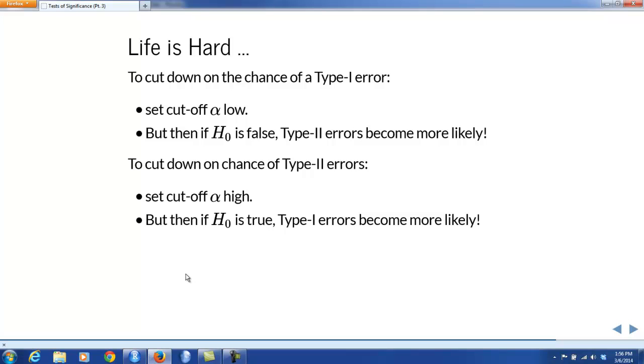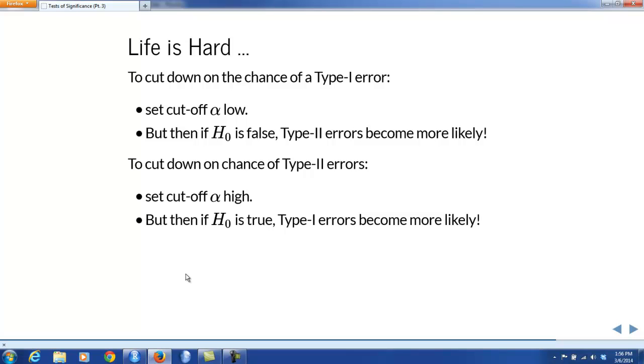In practice, things are difficult. You don't want to make errors. You'd like to cut down, for example, on the chance of a type 1 error. So you might set the cutoff value alpha very low. If alpha is set very low, it's going to be hard for p-values to be lower than it, and so you won't very often reject your null hypothesis. Therefore, you're not so likely to falsely reject the null.